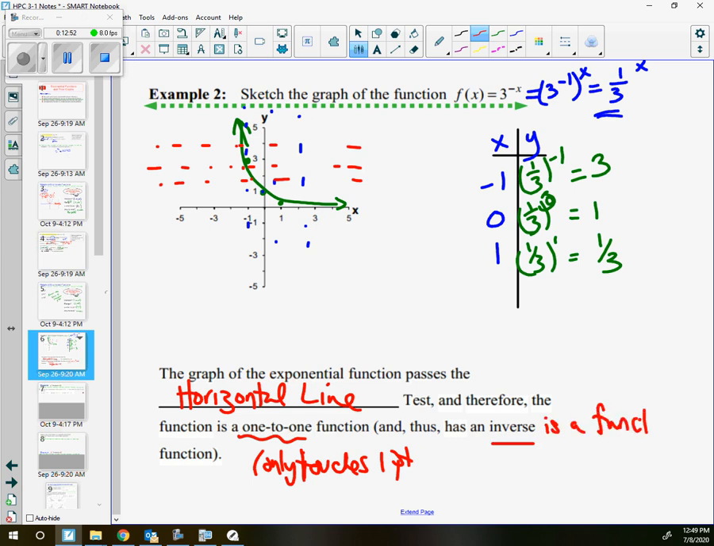So I know when I get to talking about inverses or opposite operations for any exponential, that its inverse will also be a function. So it's a good thing to keep in mind when we look at a new relationship that we know what its inverse is going to be as well. So all of these would pass that same test.